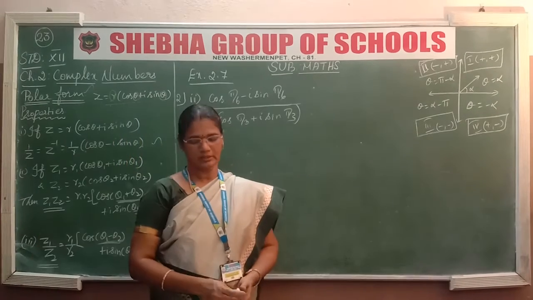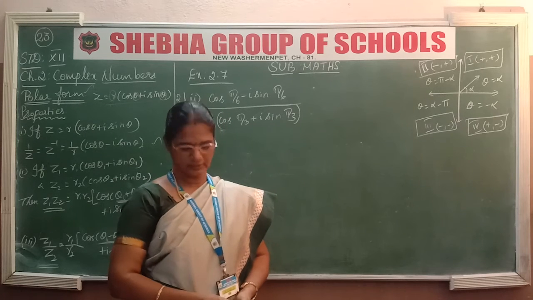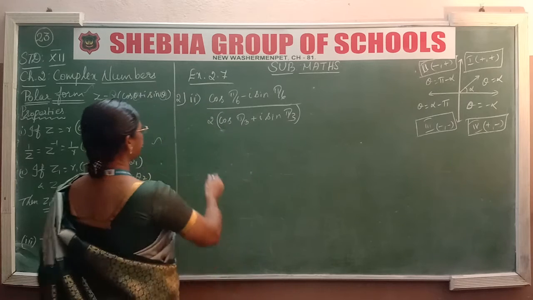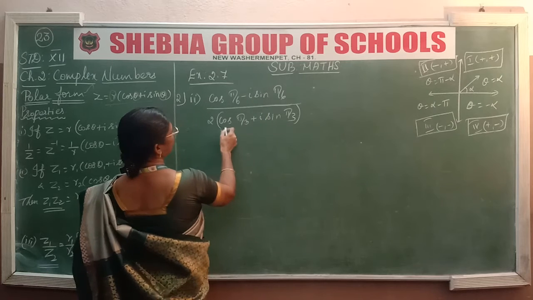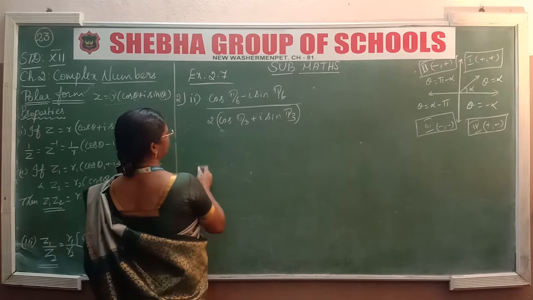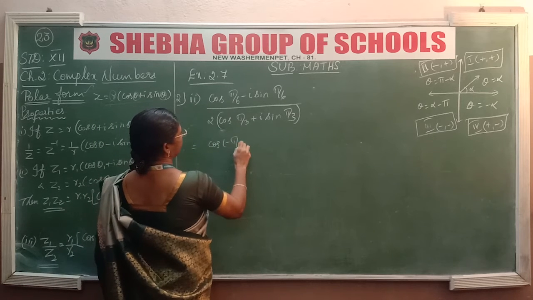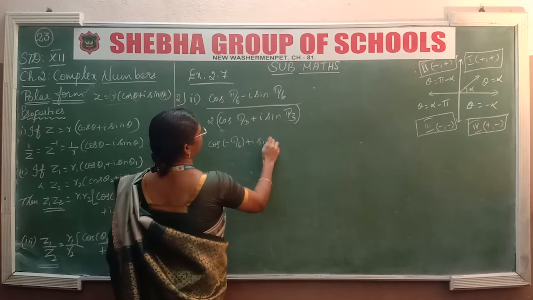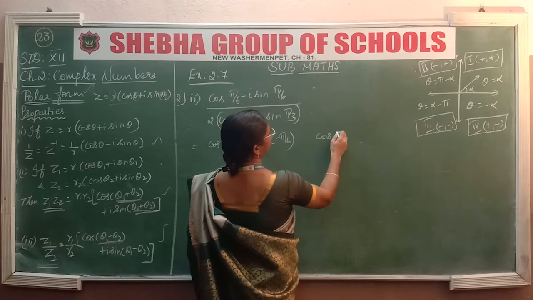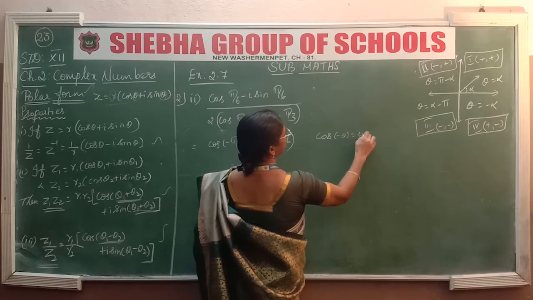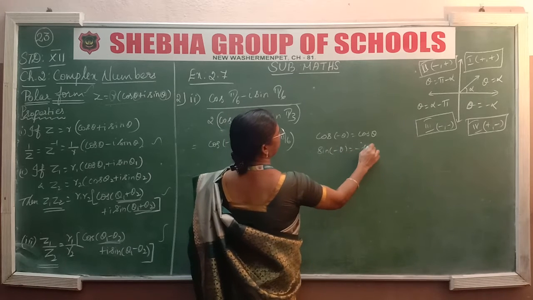Understood? Next, listen, second sum. Find the rectangular form of the complex number. And listen, the second subdivision: cos pi by 6 minus i sin pi by 6 by 2 into cos of pi by 3 plus i sin pi by 3. And we rewrite this as cos of minus pi by 6 plus i sin of minus pi by 6. And we know cos is an even function, so cos of minus theta is plus cos theta, and sin of minus theta is minus sin theta.